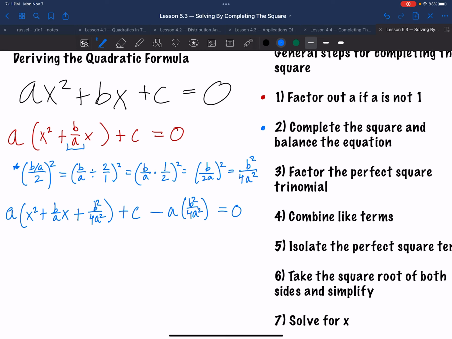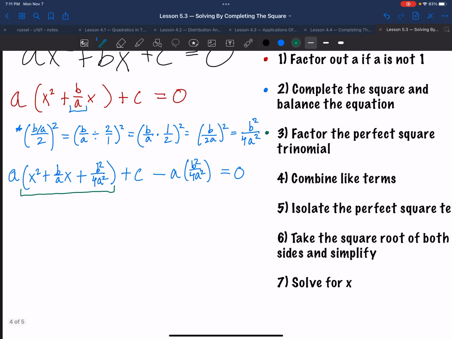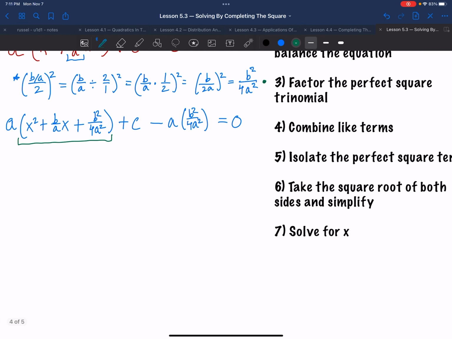Okay. So now I'm going to, let's do green. And here's my little green dot. I'm going to factor the perfect square trinomial, meaning this guy. That is factorable. Now, we could use a little factoring puzzle. It's a little difficult to think of here. It's b squared over 4a squared and b over a here.